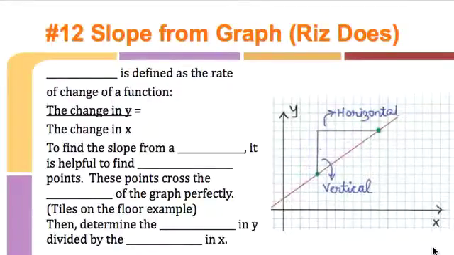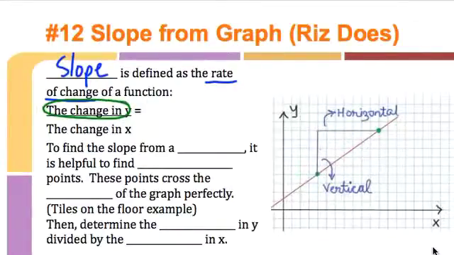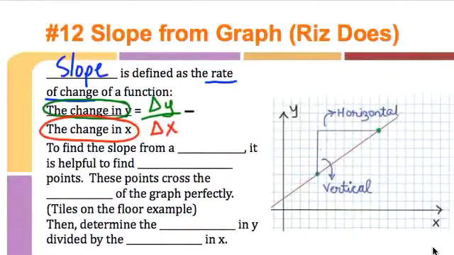Hi everyone, so today we are talking about the idea of slope and finding slope specifically from a graph. We've talked a little bit about this, so today is going to be a little bit of a refresher and some new stuff. So slope is defined as the rate of change of a function. That would be the change in y divided by the change in x. We've talked a little bit about this, but these triangles, delta, stand for the change in. So the change in y divided by the change in x is equal to the slope.